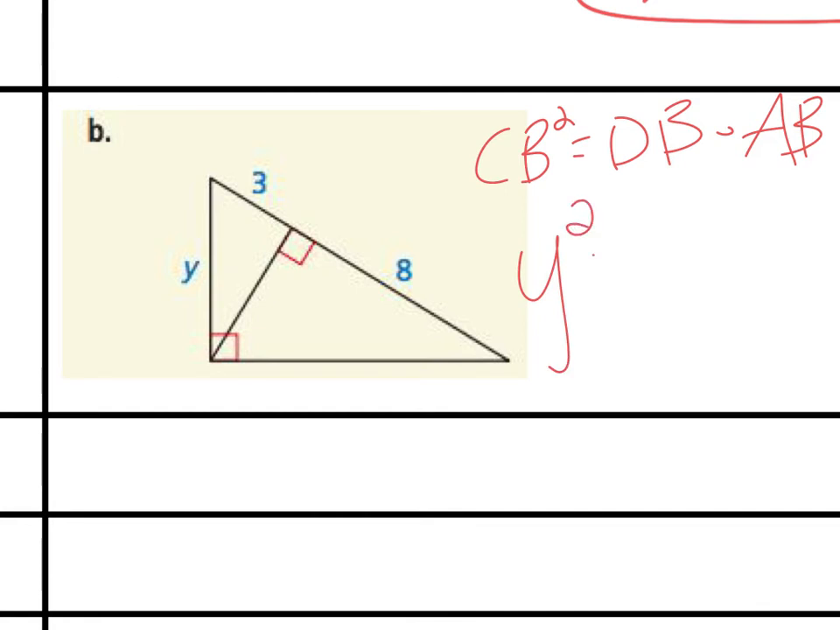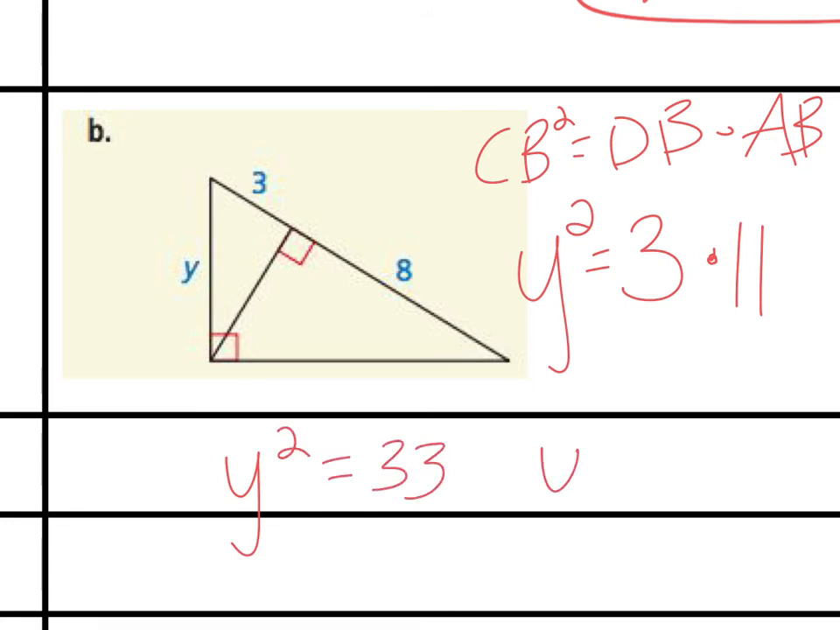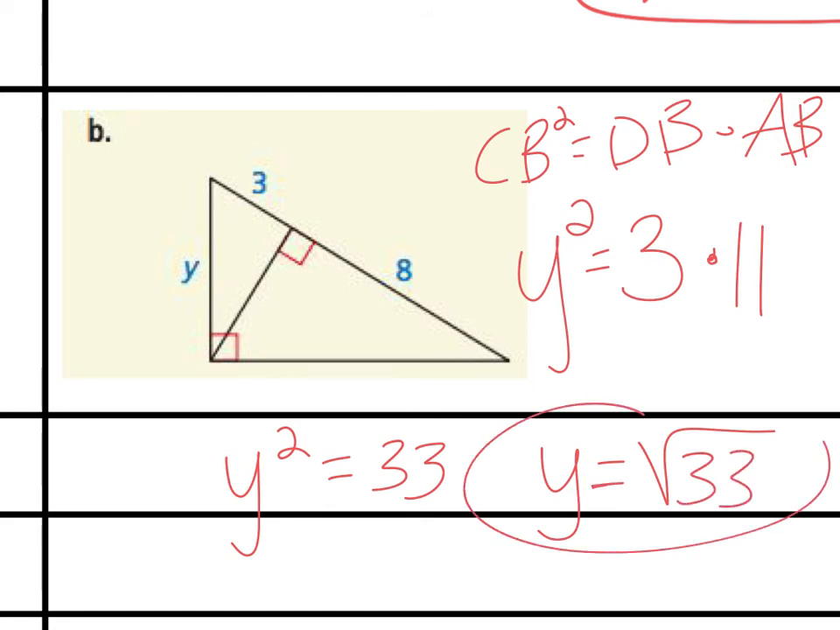So y squared equals DB, which is the short segment 3, and AB was the entire segment, so this would be 11, because I'm adding the 3 and the 8. So y squared equals 33, which means y just equals the square root of 33, and 33 can't be broken down into any perfect square, so that's our answer.